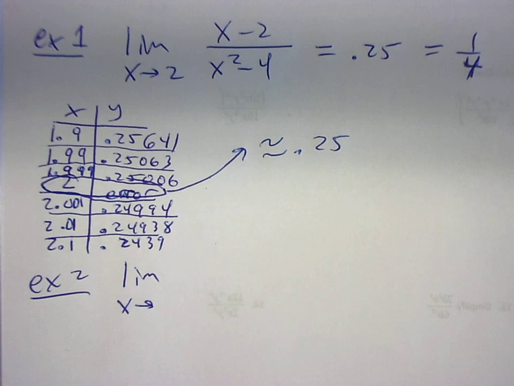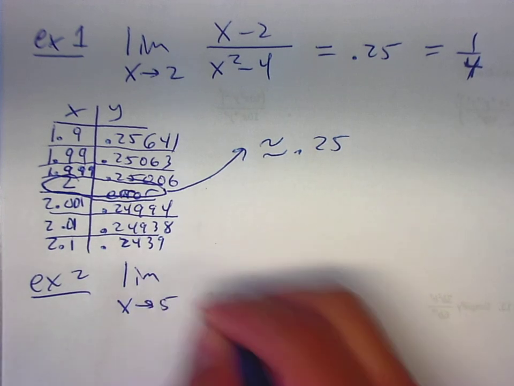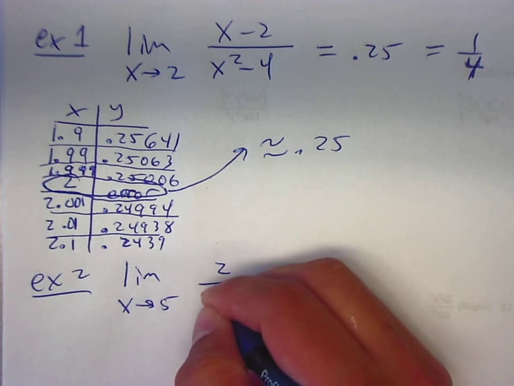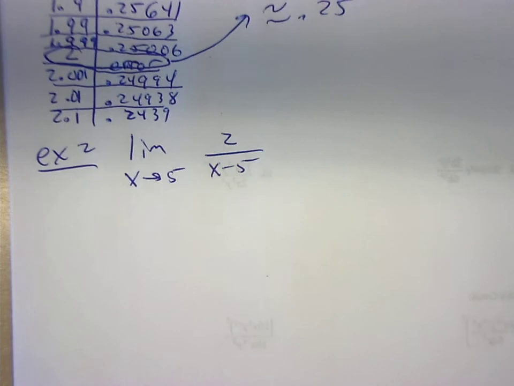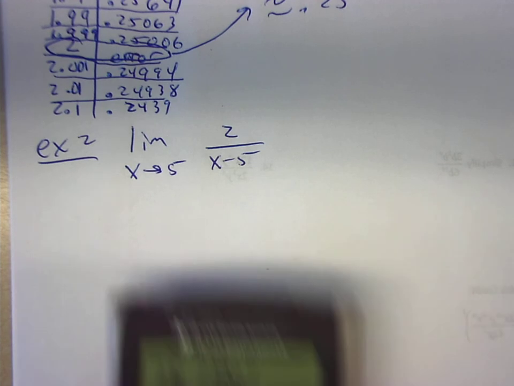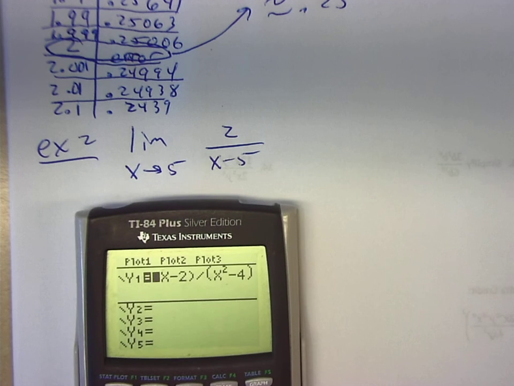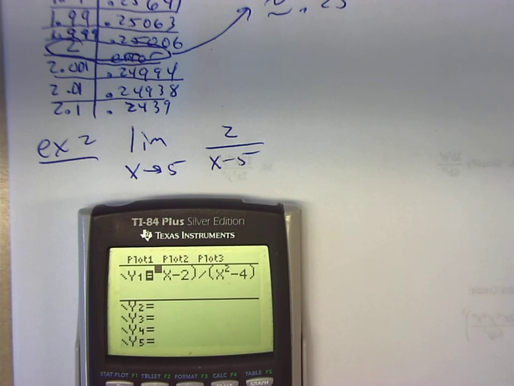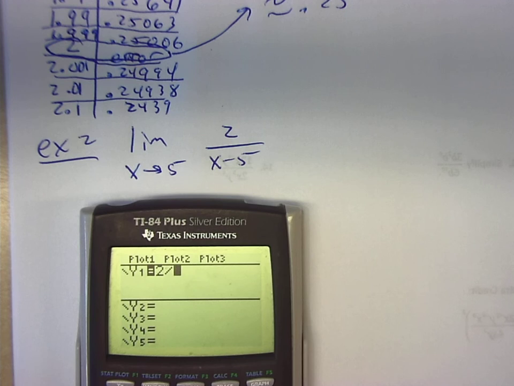All right, example 2. Let's say we want to find the limit as x approaches 5 for the function 2 over x minus 5. What I would recommend is to pause the video, see if you can set up a good table to take a look at what's going on, and see if you can figure out the answer before I go over it. So go ahead and do that. All right, so let's go through what it should look like. So I'm going to change this function to 2 divided by the quantity x minus 5.